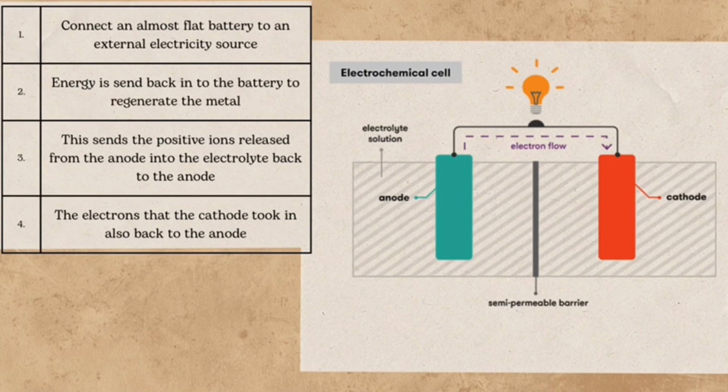Now, what we want to do in a rechargeable battery is, first, connect an almost flat battery to an external electricity source. Second, energy is sent back into the battery to regenerate the metal. Third, this sends the positive ions released from the anode into the electrolyte back to the anode. Last, the electrons that the cathode took in also go back to the anode.